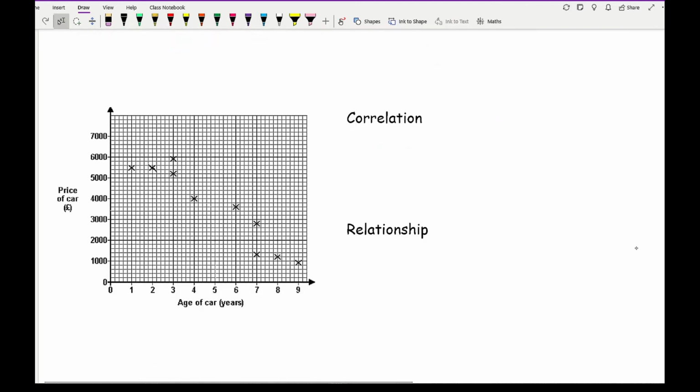So let's have a look at another question. Here we're comparing the age of a car and its value. If I do a rough estimate of what those lines show, we can see that because there is quite a big gap between those two boundary lines, we could say here we've got a weak negative correlation. And what does that mean?